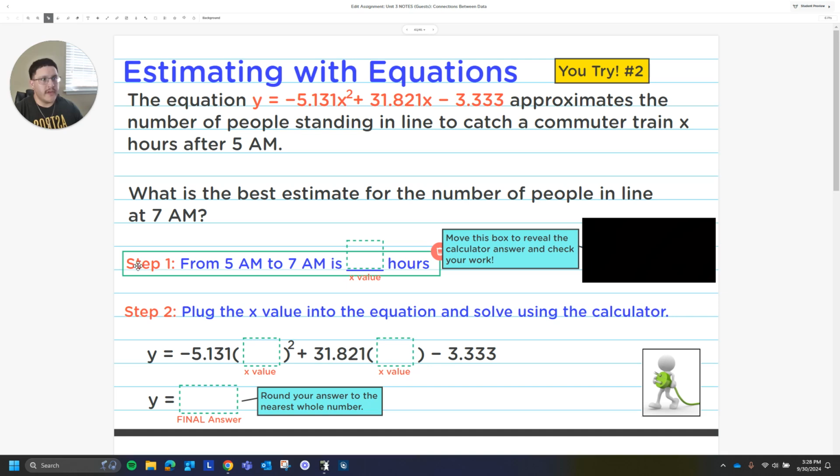Okay, so as you can see, I've laid out the steps. Step 1, how many hours is it from 5 a.m. to 7 a.m.? That'll be your x value. And then you'll take the x value and just plug it into the equation, type it into your calculator, and then get your answer. Round it to the nearest whole number, please. So if you would like to try this problem on your own, go ahead and pause the video and go through it, see if you can get the final answer. Move the black box to see what the answer is, and just check yourself. Otherwise, I'm going to continue on and show y'all how to do this.